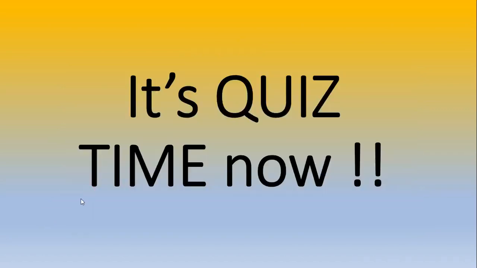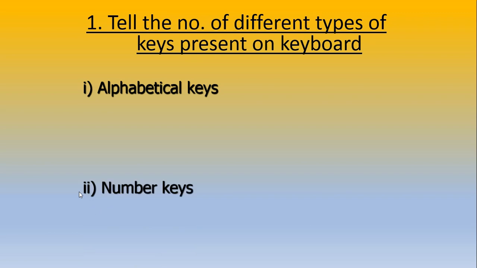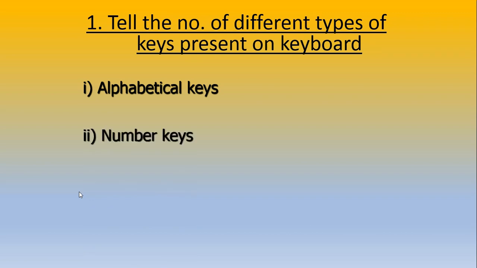Now quiz time. Let us have a look how much you have learned. Here you have to tell how many alphabetical keys are there on the keyboard. So I'll tell you, there are 26 alphabet keys on the keyboard. How many number keys are there on the keyboard? There are 10 number keys on the keyboard. How many arrow keys are there on the keyboard? There are 4 arrow keys on the keyboard.